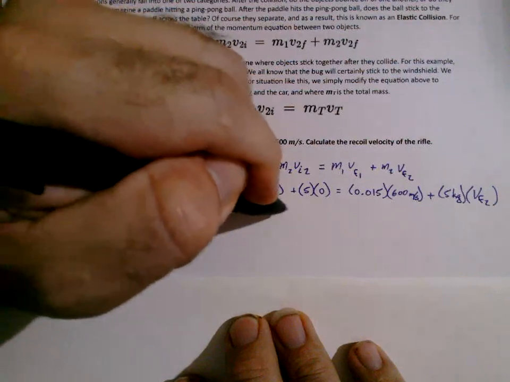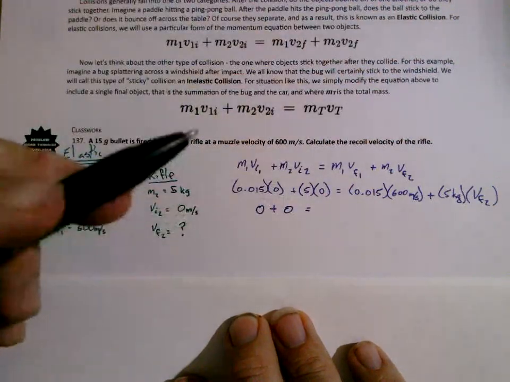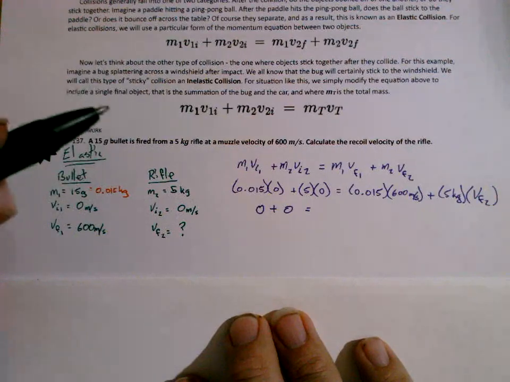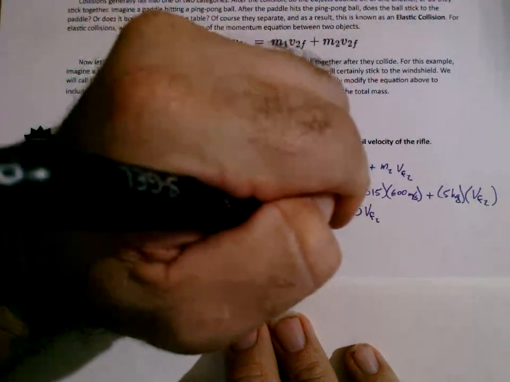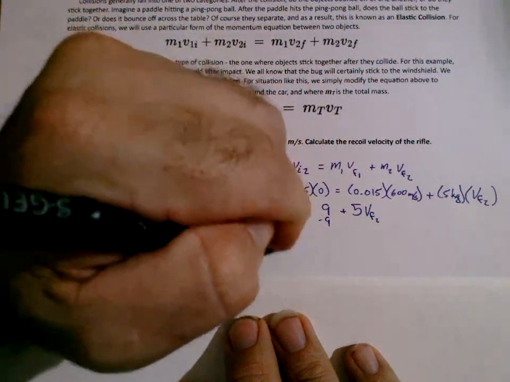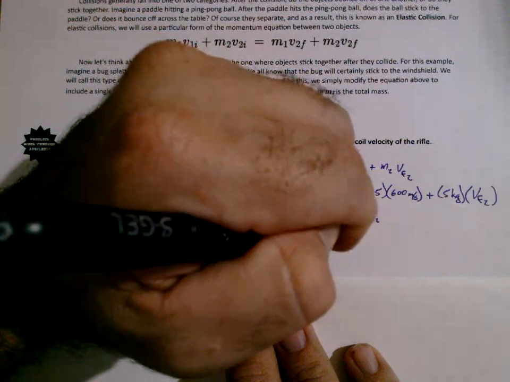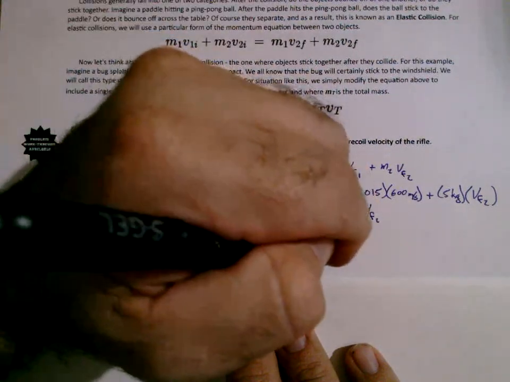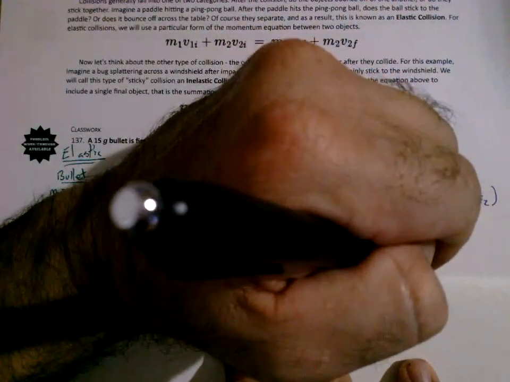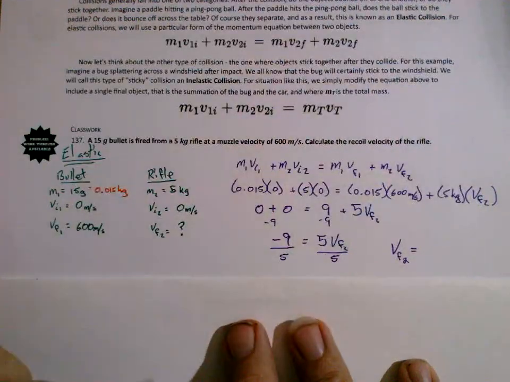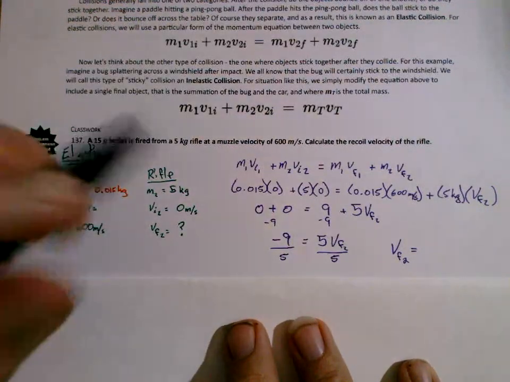So we have 0 plus 0 equals 0.015 times 600, which is 9, and then plus 5 VF2. If we subtract the 9 over to the left, because the zeros just disappear, we end up with negative 9 equals 5 VF2. We divide this side by 5 and this side by 5, and we end up with a final recoil velocity of the rifle that is negative 1.8 meters per second.